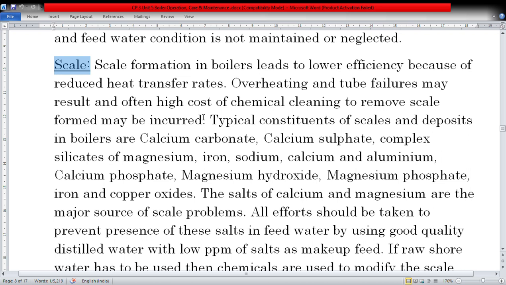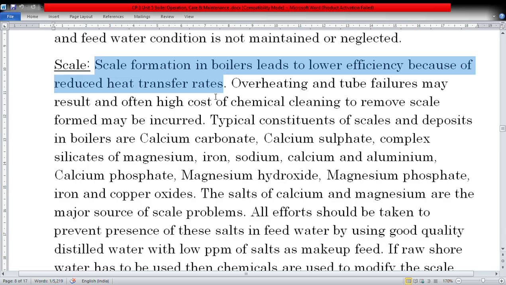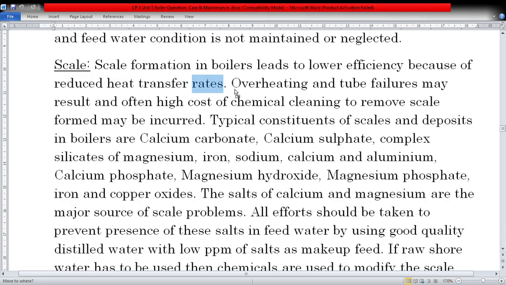Now this scale is because of salt formation or carbonate compounds, such as calcium carbonate, which sticks to your boiler tubes. When it sticks to the boiler tubes, the efficiency of your boiler will reduce because the heat transfer will reduce, and boiler is all about heat transfer. If you do not have better heat transfer, you will not have better steam formation. Scale formation in the boiler leads to lower efficiency because of reduced heat transfer rate, as we discussed.